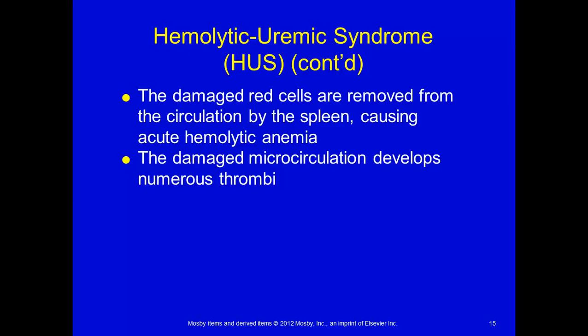And so now that's what causes the anemia. Because you've damaged the red blood cells by them trying to squeeze through the glomeruli, the spleen takes them out of circulation and causes a lack of red blood cells, anemia. So that's what we call acute hemolytic anemia. And that's why this particular type of glomerulonephritis causes both the normal kidney issues and anemia. The damaged microcirculation develops a lot of different thrombi that break down those cells as they try to move through. All right.